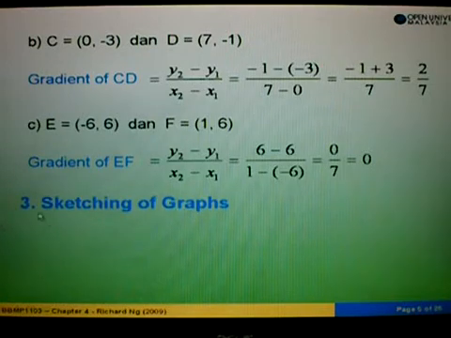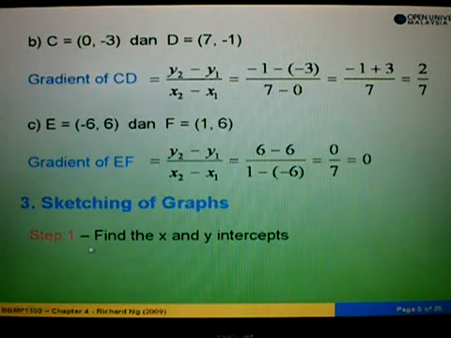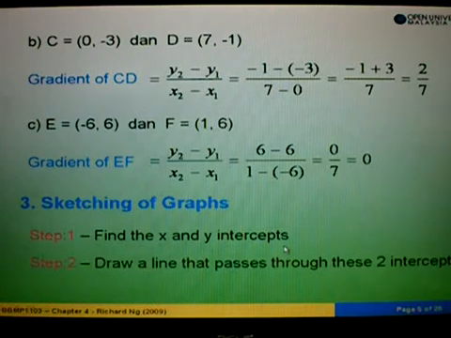So let's look at the next topic, sketching of graph, a linear graph. In order to sketch a straight line, what we need to do is to have 2 points, 2 coordinates. So step 1, we need to find the x and y intercept. Step 2, we draw a line that passes through these 2 intercepts or 2 coordinates.